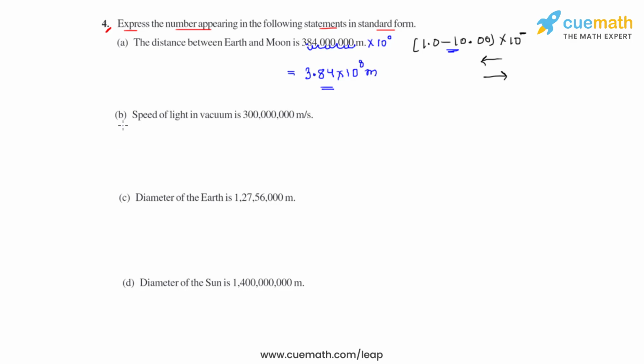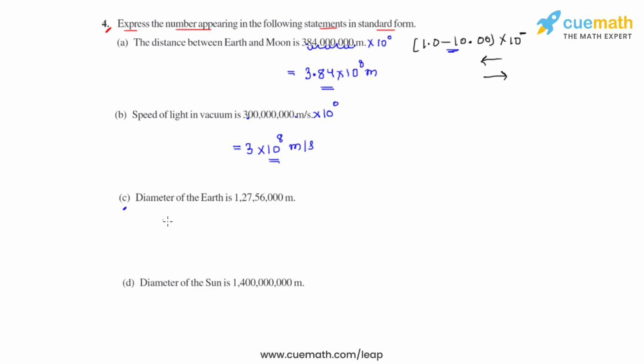Coming to the part B, we have been given with the speed of light in vacuum. So we will follow the same steps that we had followed in part A. We'll keep a decimal here and we times it with 10 raised to 0. And the decimal is to be moved between 3 and 0. And if we count by how many places do we have to move the decimal towards left, it is 8. So we can write it as 3 times 10 raised to 8 meter per second, which is the speed of light in vacuum in standard form.